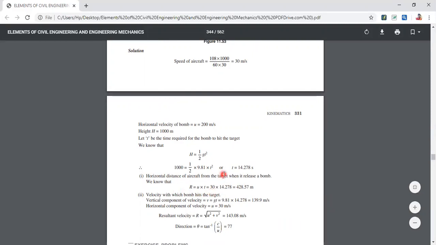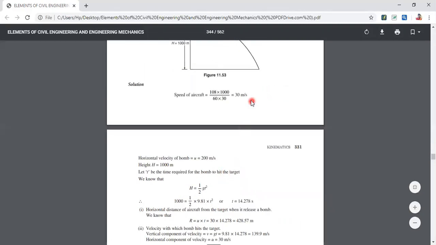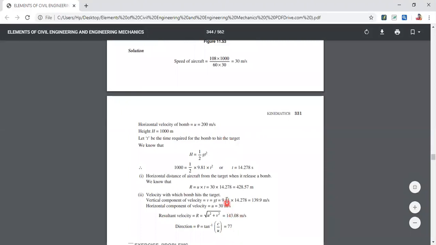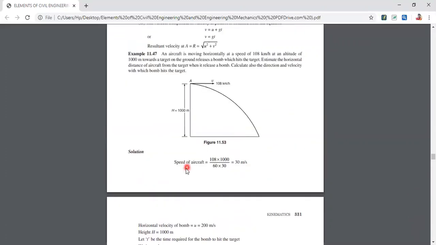The horizontal distance of the aircraft from the target when it releases the bomb is r equal to u into t. So I know the value, u is 30 meters per second, into t, that is 14.278. The velocity with which the bomb hits the target, that is the vertical component gt, 9.81 into t, 139.9. The horizontal component u is 30. So resultant velocity R equal to under root v square plus u square, and direction theta is given by tan inverse of Fy by Fx, vertical by horizontal. This is one of the simplest examples.